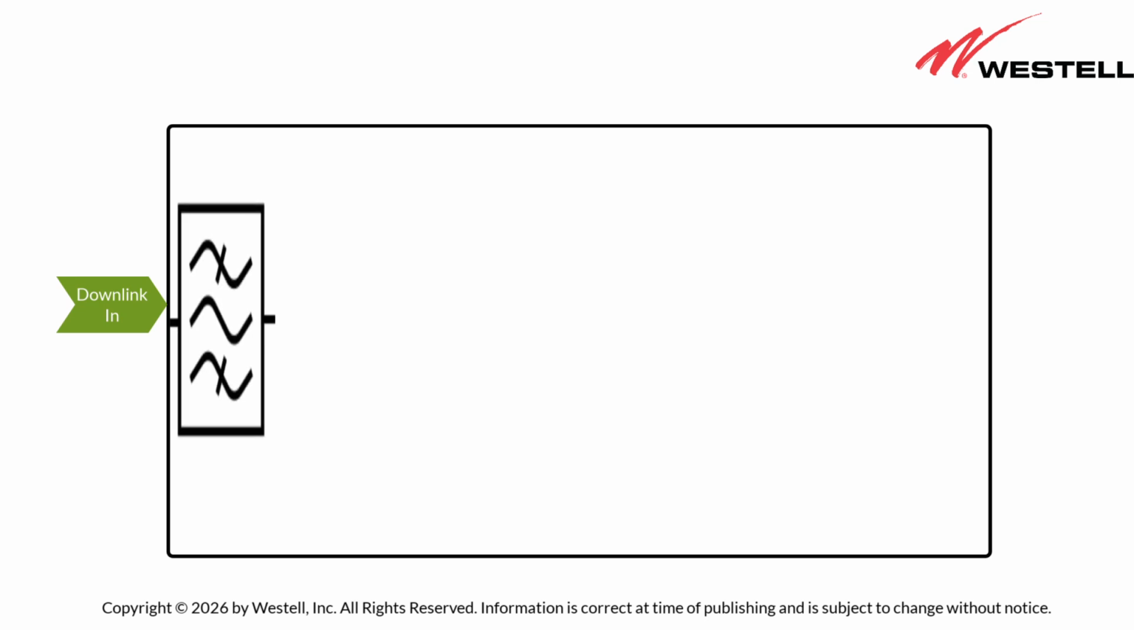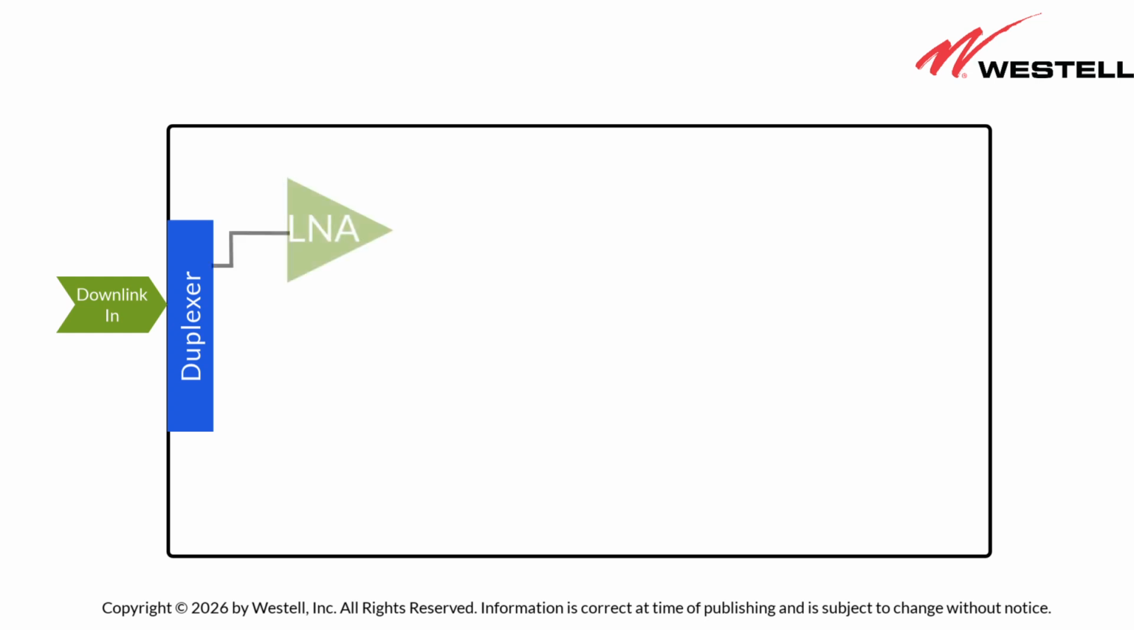The first component a signal encounters in a BDA is a duplexer. The duplexer allows a specific band of frequencies through while blocking undesirable frequencies. We now should realize that a duplexer consists of filters. After the duplexer, the signal enters an LNA, low-noise amplifier. LNAs are great for amplifying weak signals.